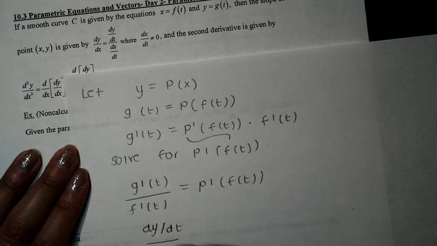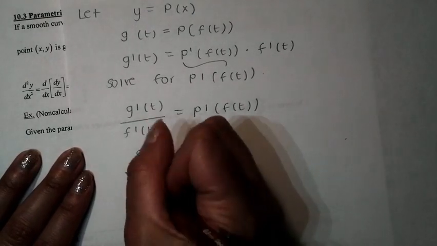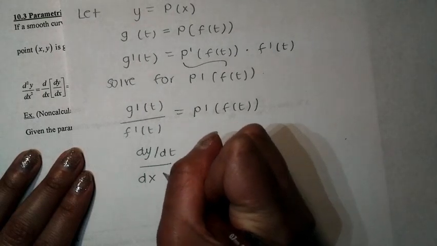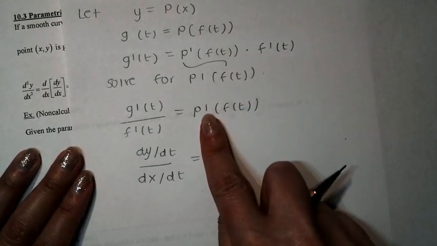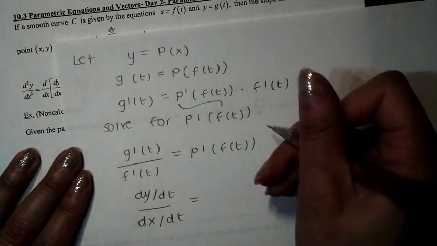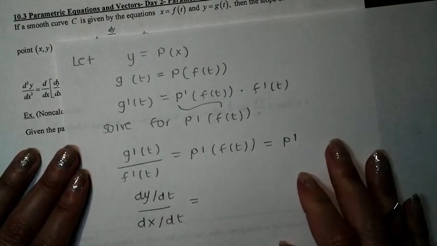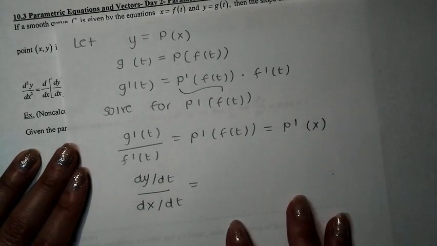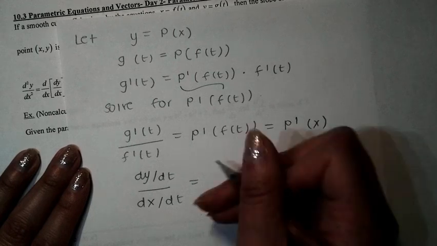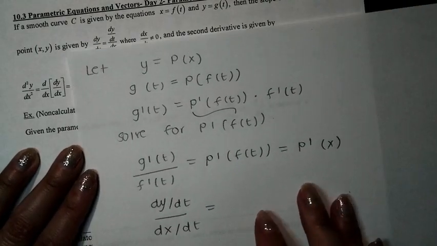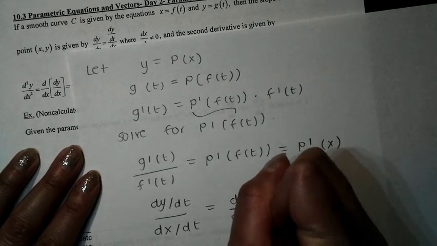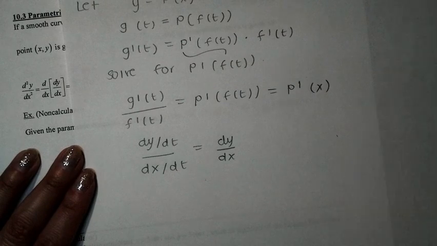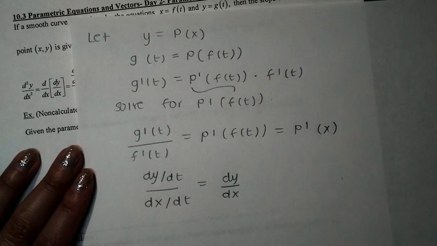the Leibniz notation of the derivative. And what is x prime of t? It's going to be dx/dt. And what is p prime of f of t? Technically speaking, this is p prime of x, and you know that this one is, surprise, surprise, dy/dx. And that's how you get the first derivative of a parametric equation. That's where the formula comes from. I hope that it makes sense.